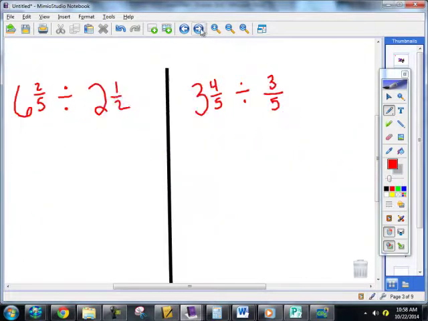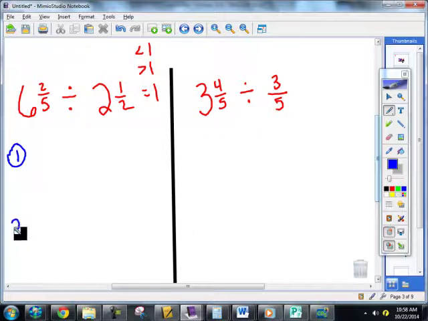Let's go on to the 3rd and 4th one. Go ahead. First thing I want you to do before you start, everybody make a prediction up at the top. Is this going to be less than 1, or is this going to be greater than 1, or is it going to be equal to 1? Make your prediction and then go ahead and do the problem. Okay?